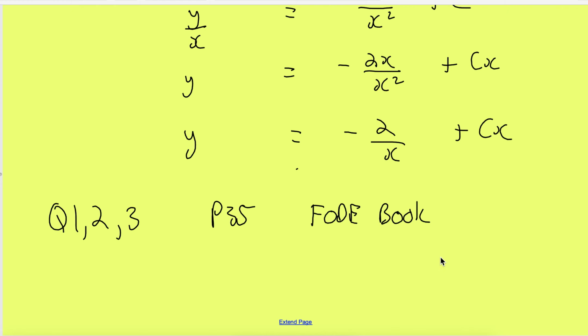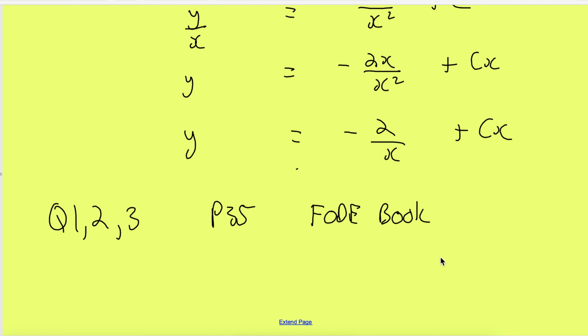Right, 3 really good questions that will help you with the one in the assignment are questions 1, 2 and 3 from page 35 of the first order differential equations book that you have.